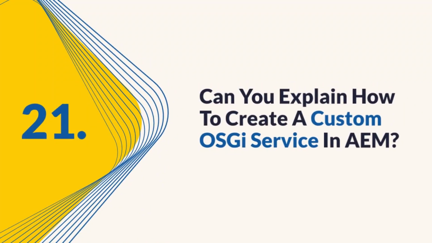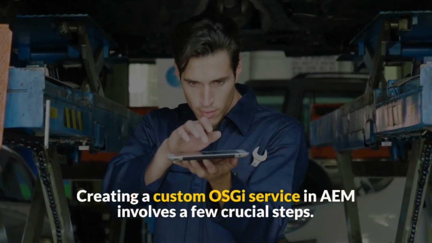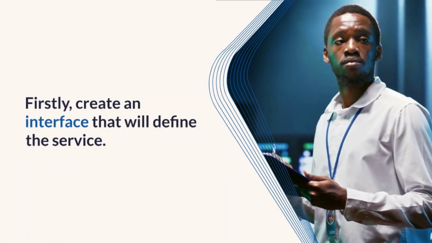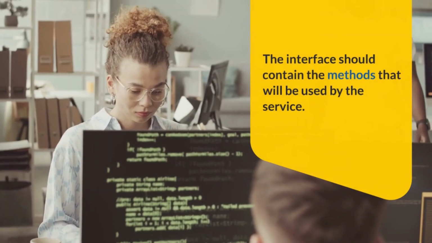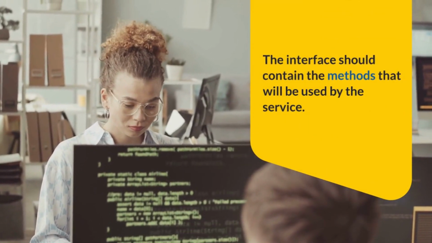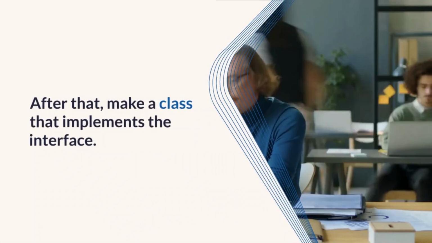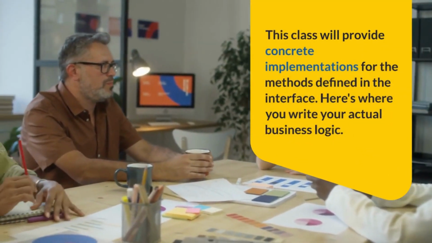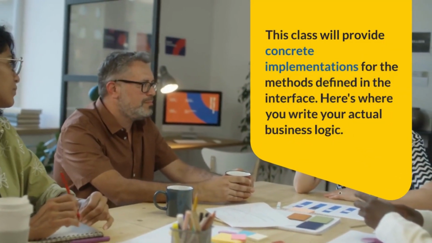21. Can you explain how to create a custom OSGI service in AEM? Creating a custom OSGI service in AEM involves a few crucial steps. Firstly, create an interface that will define the service. The interface should contain the methods that will be used by the service. After that, make a class that implements the interface. This class will provide concrete implementations for the methods defined in the interface. Here's where you write your actual business logic.